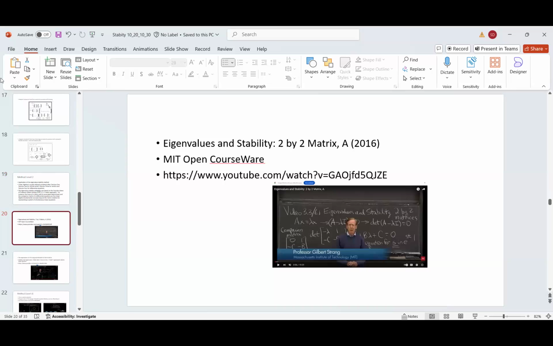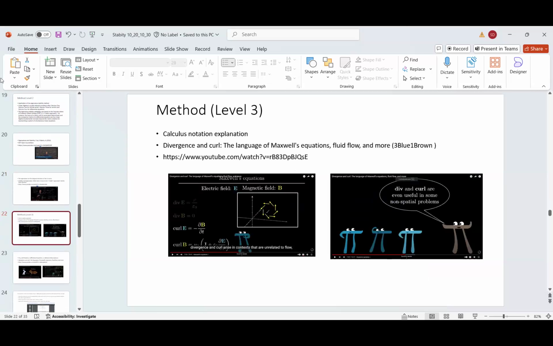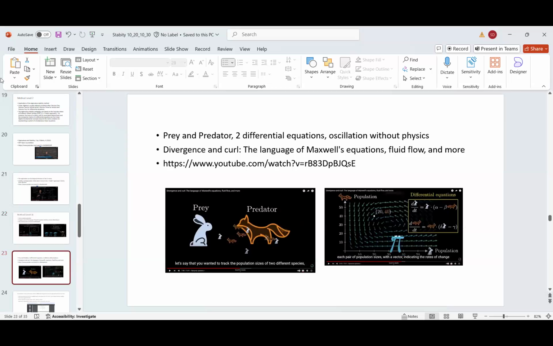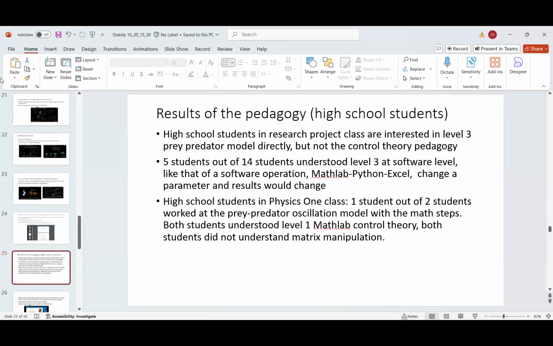And a few other examples: Professor Strang from MIT and Steve Brunton of the University of Washington, and calculus notation explanation in the curl and divergence, and the predator-prey model, differential equation oscillations without physics, and linearization of the small perturbation of the two differential equations becoming a damped harmonic oscillator. Those are some of the examples.